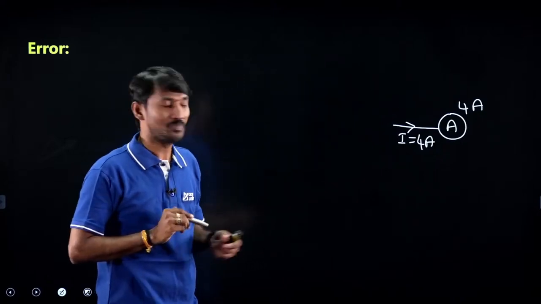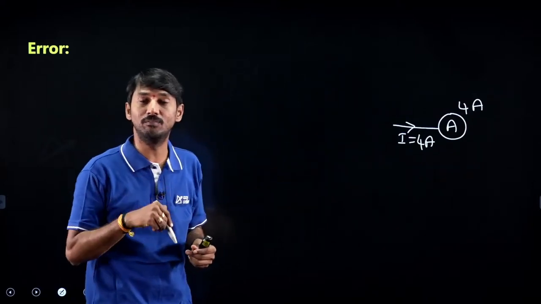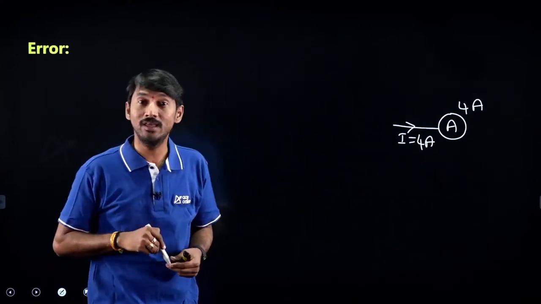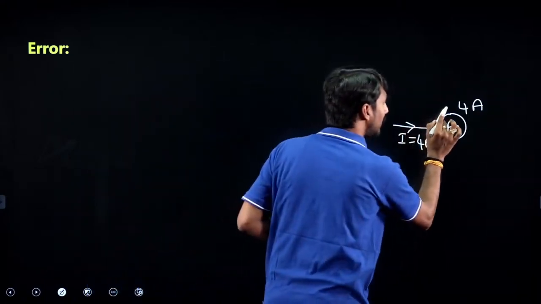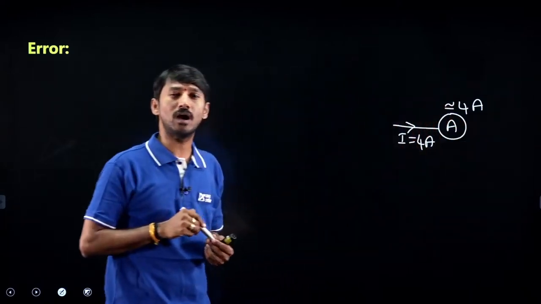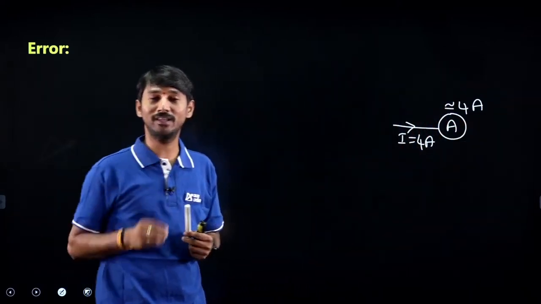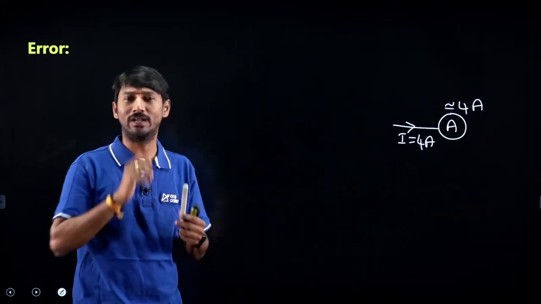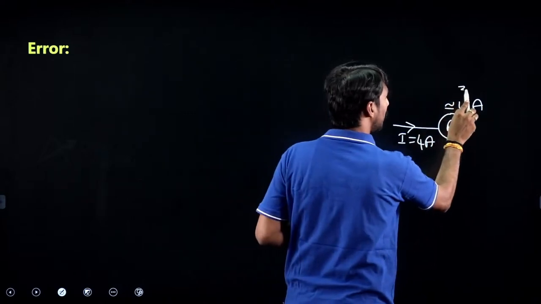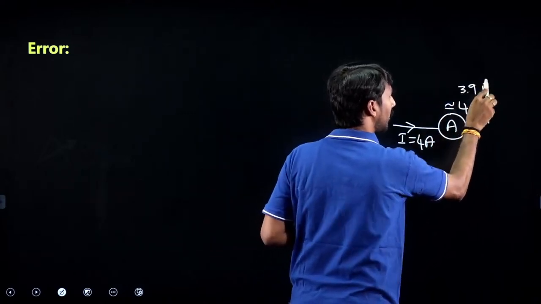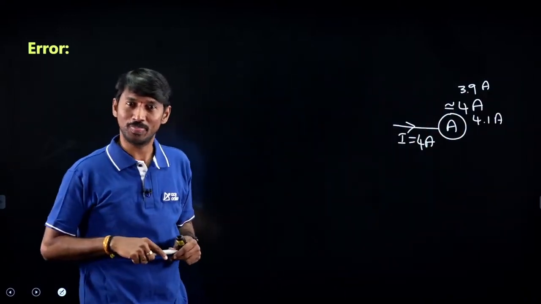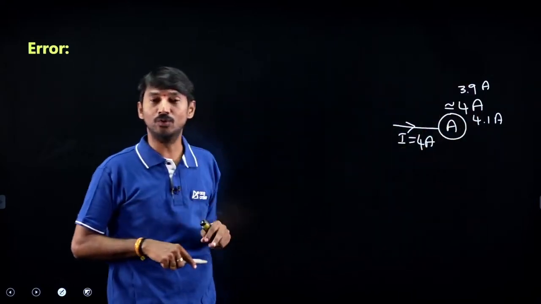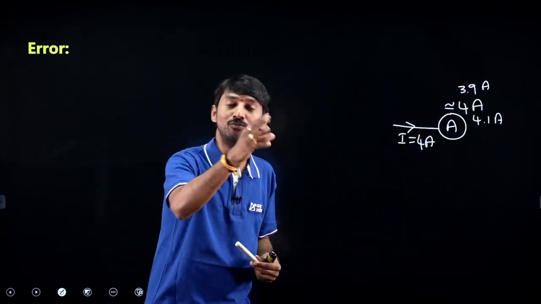Is it possible? No. If this device shows exactly 4 when 4 amperes is available, that process is called an ideal process. If it is an ideal process, is it a practical measurement? No. That is the reason why it shows approximately 4. It may be 3.9, it may be 4.1, near to 4. Therefore, assume that it may be 3.9 or 4.1, for example. Now tell me, the actual value available is 4. Okay. The measured value, or shown value, by the device is 3.9 or 4.1.